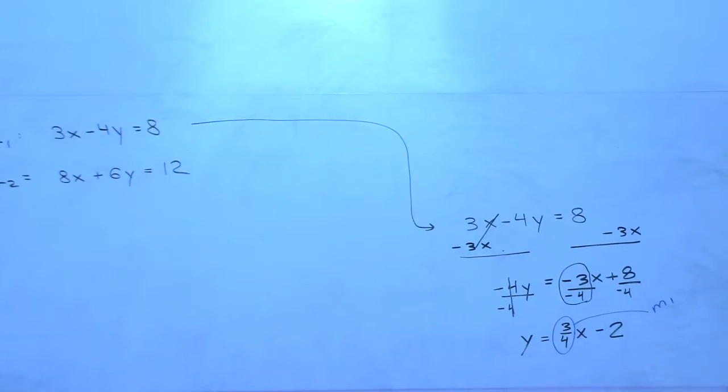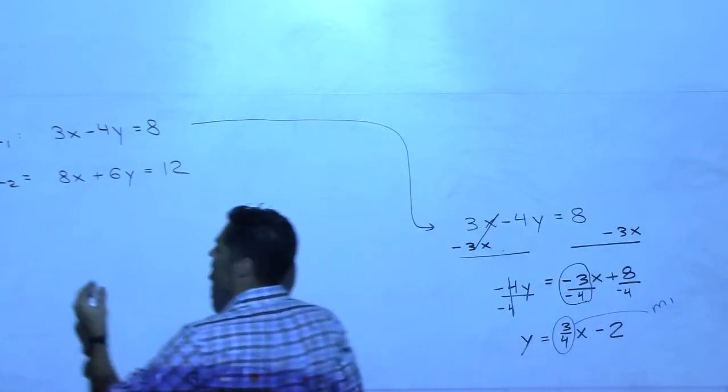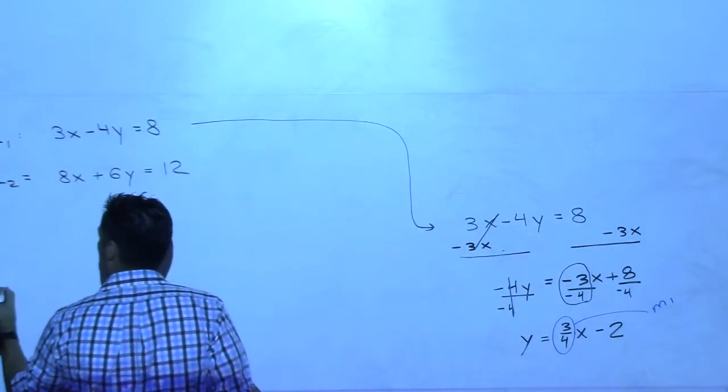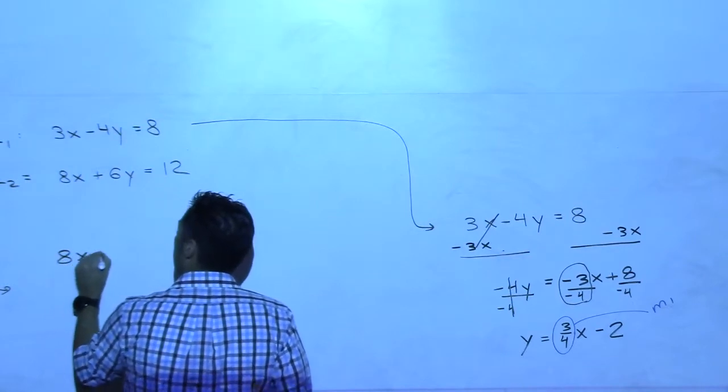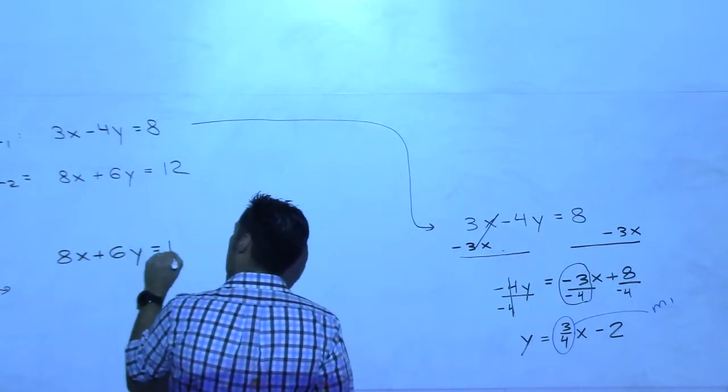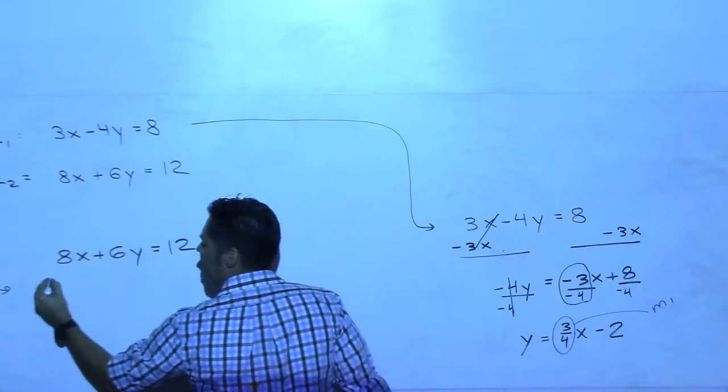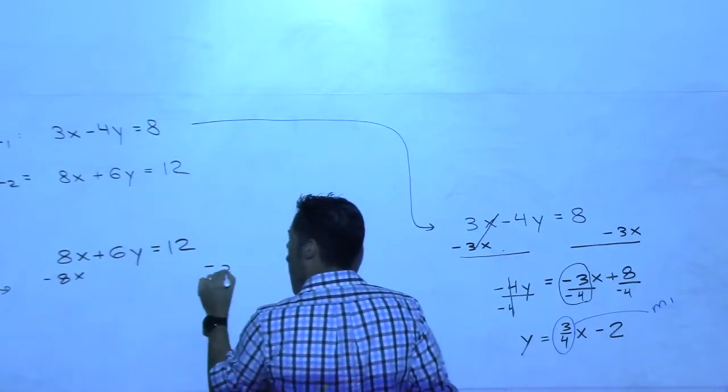Now we have to do the same thing with the other line. We have to solve for y. So 8x plus 6y equals 12. First step, subtract 8x on both sides.